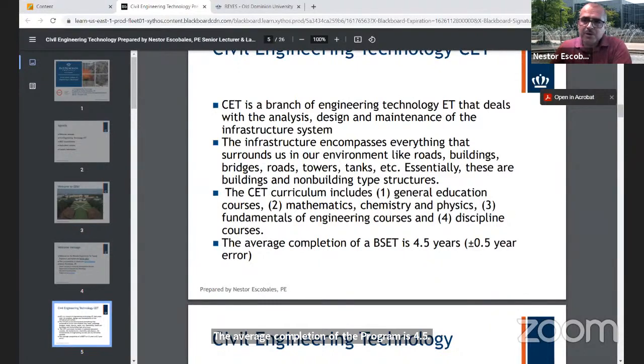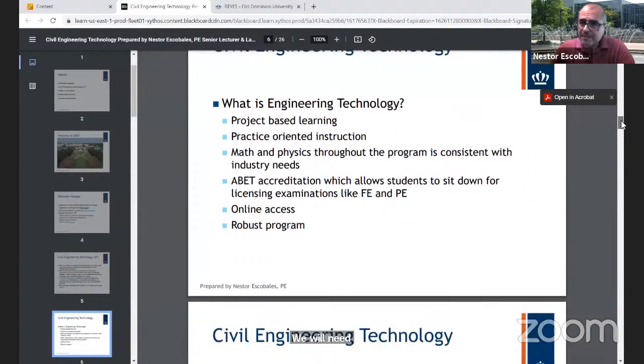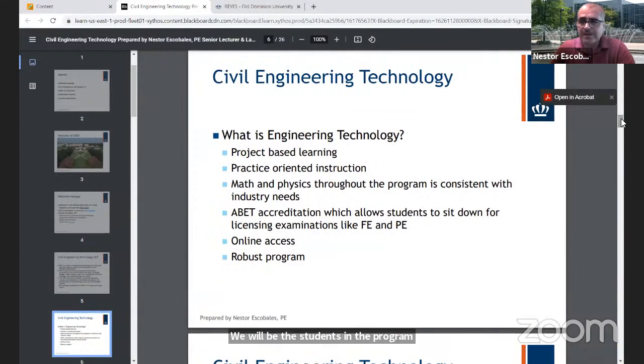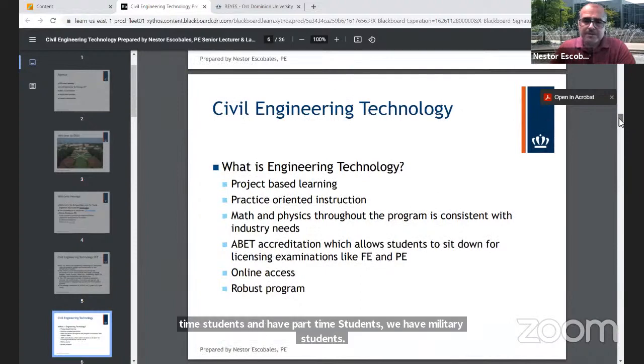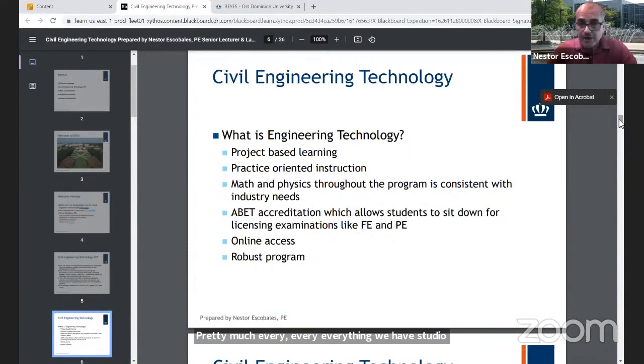The average completion of the program is 4.5 years with the margin of error of 0.5. And that all depends on whether you are a full-time student or not. We work with the students in the program. Full-time students, we have part-time students, we have military students, pretty much everything. We have students that are on campus, students that are online, everywhere, literally on the globe.